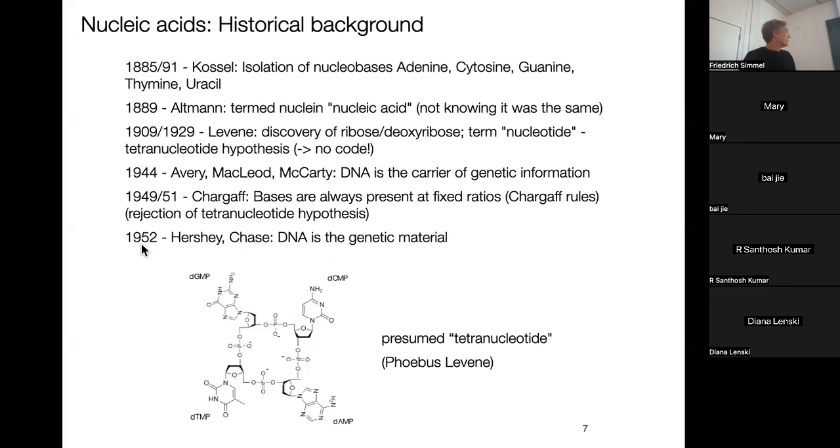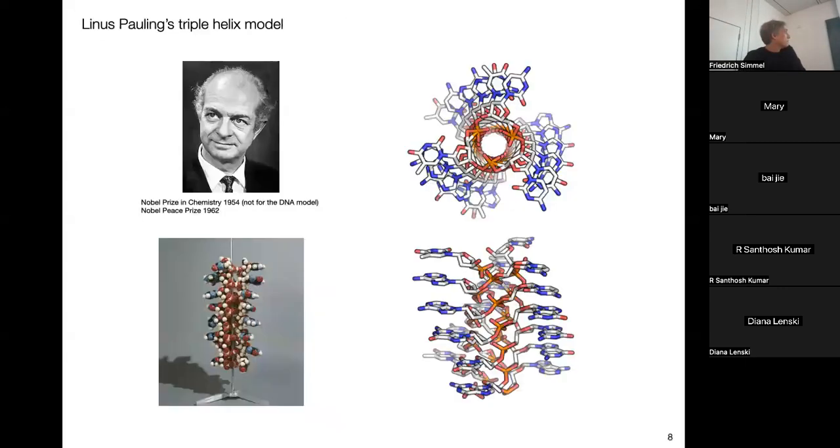But still at this time, it was not clear how DNA actually looks like as a molecule or as a macromolecule. What was known at that point is that DNA is the molecule that represents the genes. And it was clear that it contains the sugar and the bases and the phosphate, but not the structure. So several people worked on this problem, because it was clear that this would be a major discovery. And Linus Pauling, a famous chemist, worked on the problem.